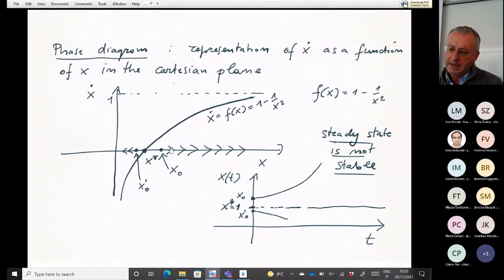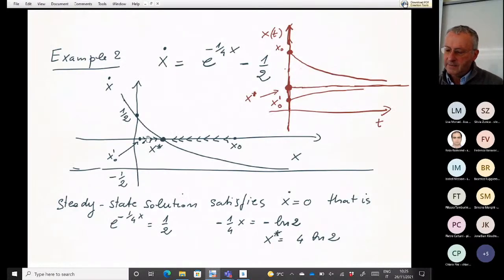This one is defined for any x in principle. So in principle, if we start here, suppose that we can give a meaning also to negative x. If we start here, there is no problem mathematically, this will increase, okay? Like if it starts here. So basically the domain is the whole real axis. Would you say that this is a globally stable steady state or not? Remember what global stability means.